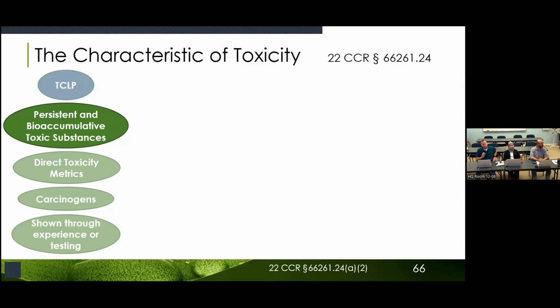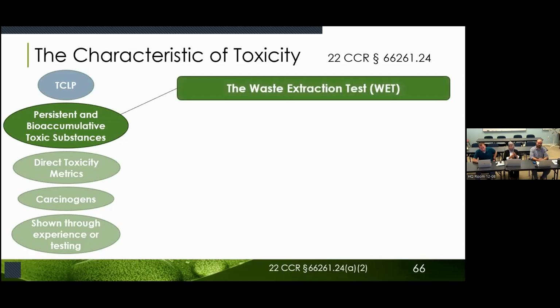This is a form of chronic toxicity, which is when a poison acts more slowly, more incrementally, and often has effects that are not necessarily lethal, but are detrimental nonetheless. The persistent and bioaccumulative toxic substances standard in California's characteristic of toxicity actually consists of two ways that a waste can qualify. First is by the waste extraction test, or WET.